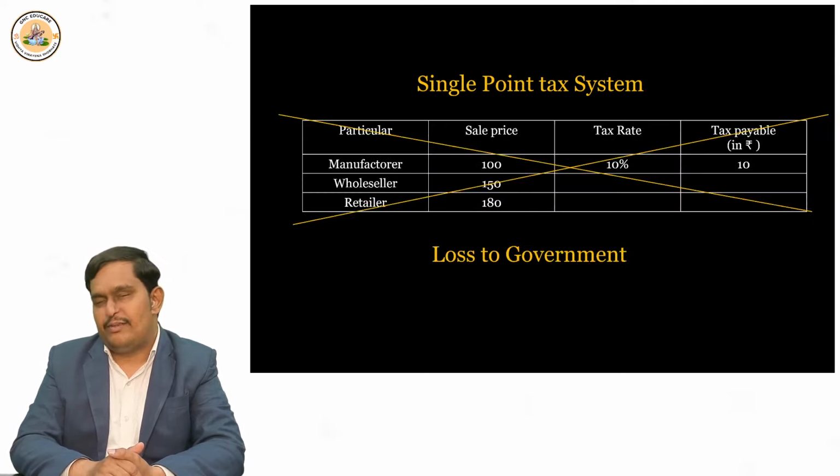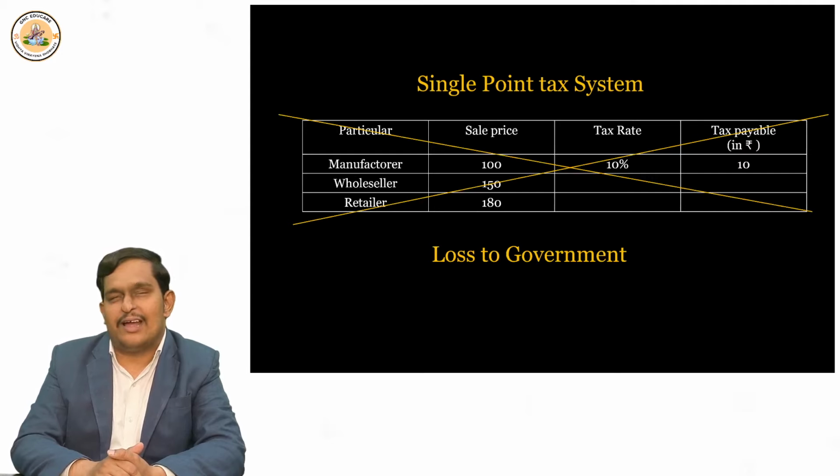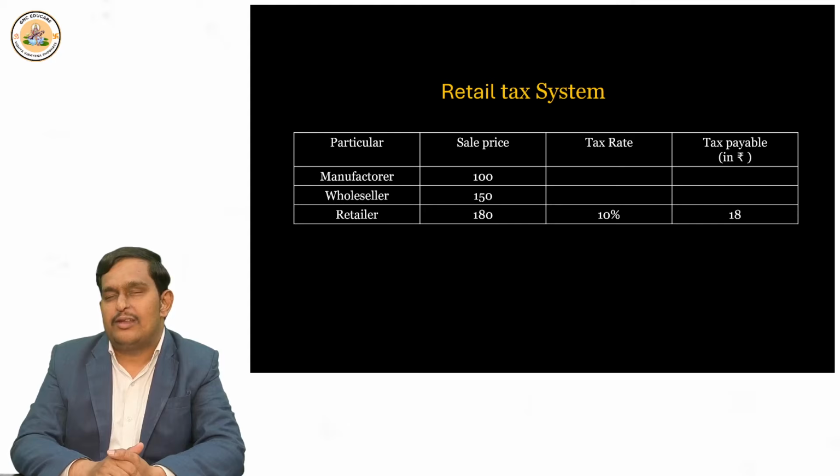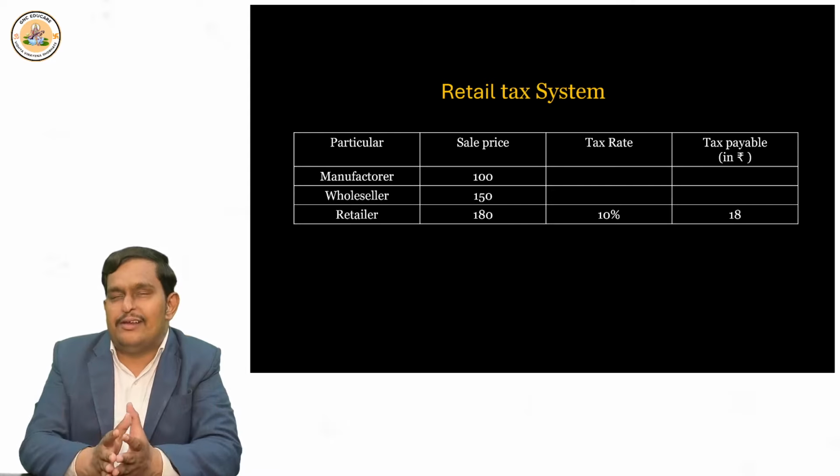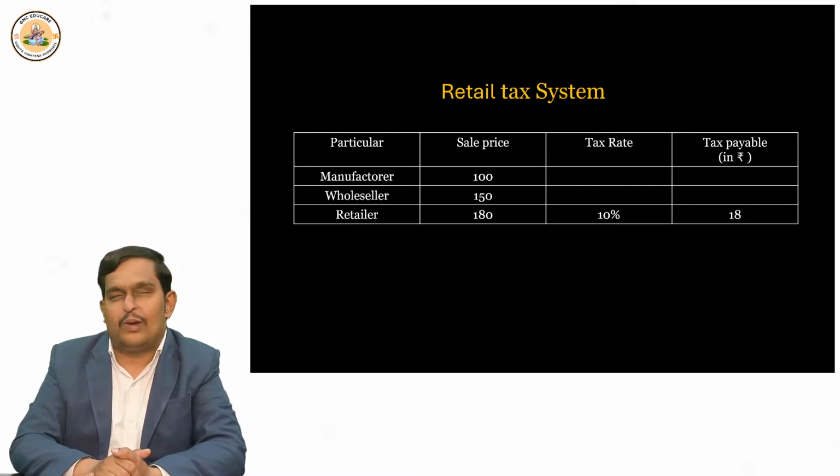Now the second system I will discuss is the retail tax system. Here also there are the same manufacturer, wholesaler, and retailer. I did not change the numbers so that you can compare and understand things better. In retail, the last seller will be asked to collect the tax and pay. So at all earlier stages, like the manufacturer and wholesaler stages, there is no tax at all. When we talk about the retailer, 180 rupees is the sale price, 10% tax, 18 rupees tax. Now the government is getting full tax, on the complete value addition. So what is the problem?